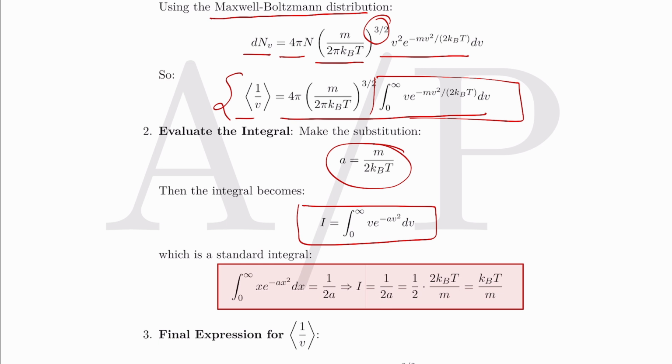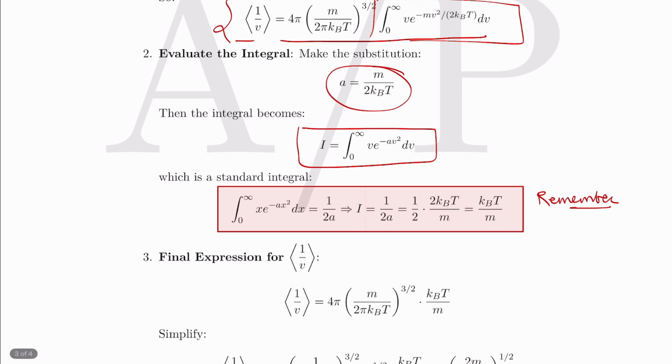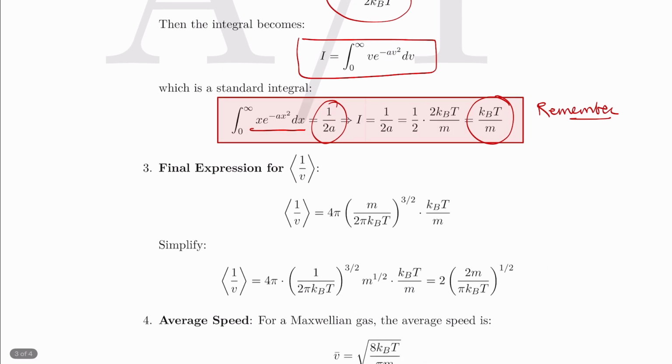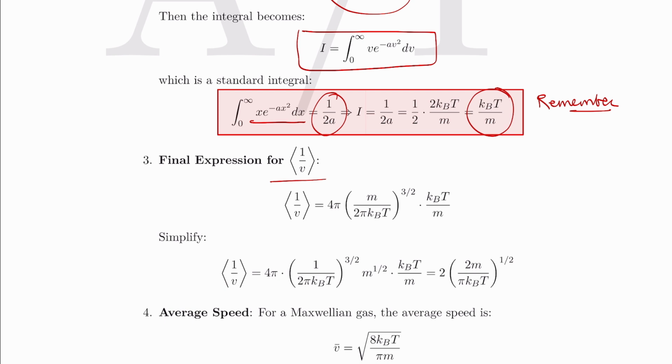It is a standard well-known integration of this form which you always remember. So it is the integration of this particular function x exponential minus a x square dx from 0 to infinity, which is going to be 1 by 2a. Okay, in that way we have the value of a, and when you substitute, you are going to get the value of the integration to be kT by m. Okay, so in that way the final expression for the average of the inverse of the speed is going to be this.